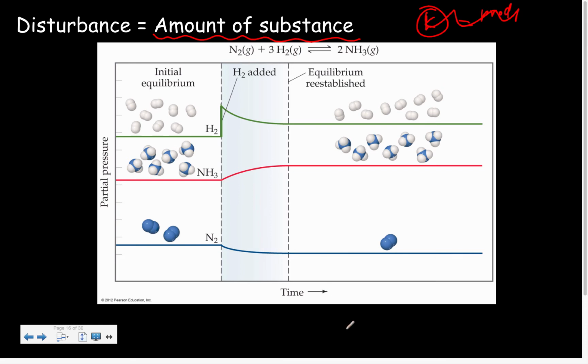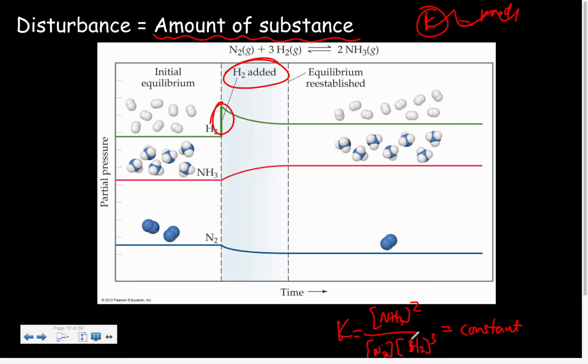okay, let's actually write it out. So I know that K in this case is going to be equal to NH3 raised to the second over N2 over H2 raised to the third. This is what K equals, and this equals a constant number as long as we're at the same temperature. Which means that if I perturb one of these, for example, here we're at equilibrium, and I add H2, which means that if I increase the amount of this, this has to stay constant. So then this is just an application of math. If I increase this, and this has to stay constant, what else has to happen?